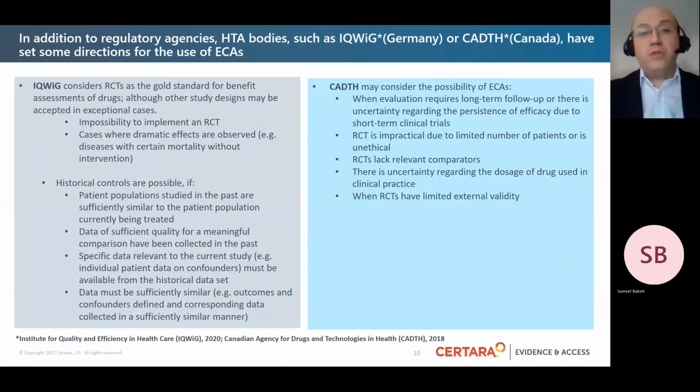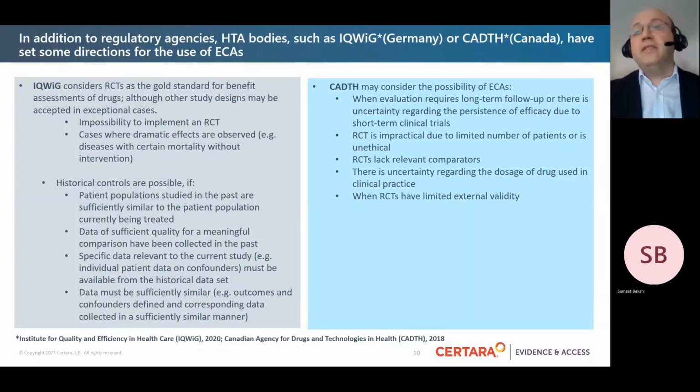And they mentioned that historical control arms are possible if the patient population studied in the past is sufficiently similar to the patient population currently being treated, the data is of sufficient quality, specific data relevant to the current study, for example, information on confounders, is available from historical data sets, and the data is sufficiently similar to trial data, for example, in terms of definition of outcomes and confounders. The Canadian agency also considered some of these possibilities, but they also mentioned a couple of other considerations, which I want to highlight.